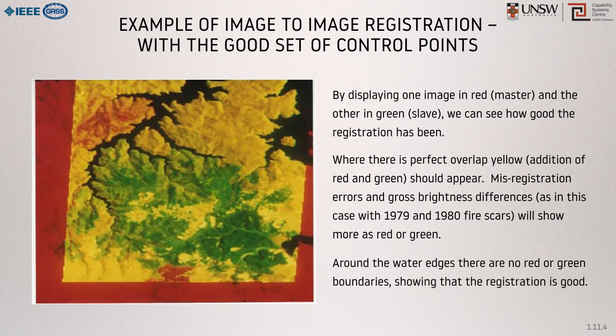Here we see that the registration is very good. Apart from the colour differences due to the 1979 and 1980 fire scars, the combination is yellow, with no obvious red-green separation. The outer red border is just part of the 1979 scene, for which there is no 1980 coverage. The fire scar colours are interesting. The 1979 scar shows as green because there is very little red signal from the 1979 pixels, whereas the 1980 scars show as red for the same reason. That is, there is very little 1980 signal in those portions of the image.